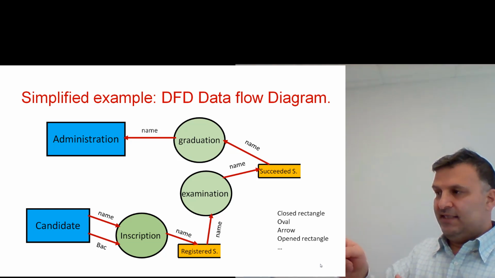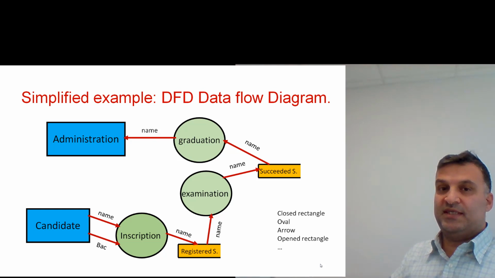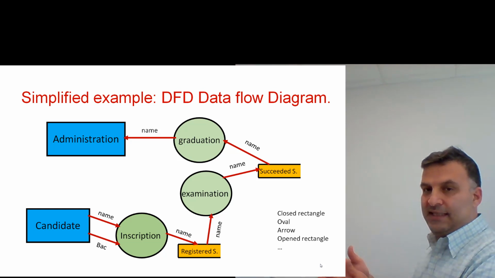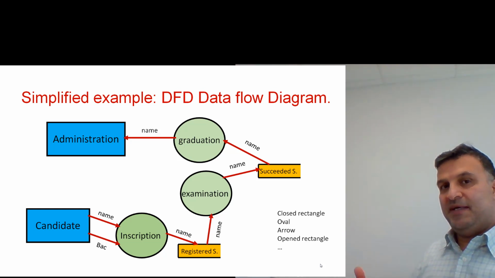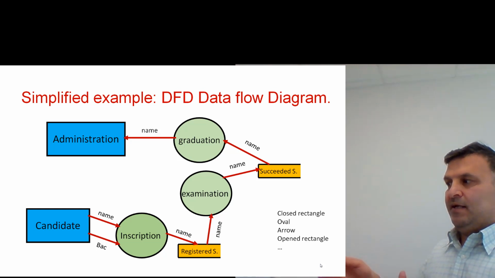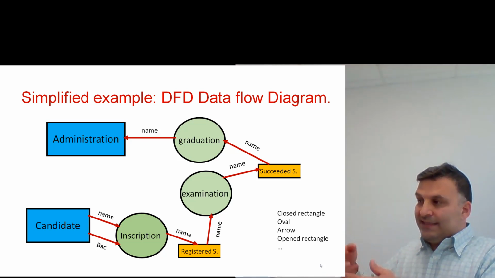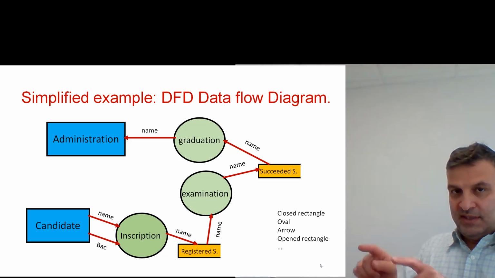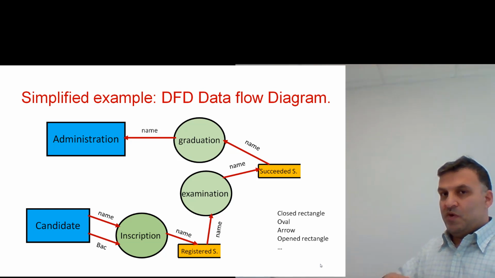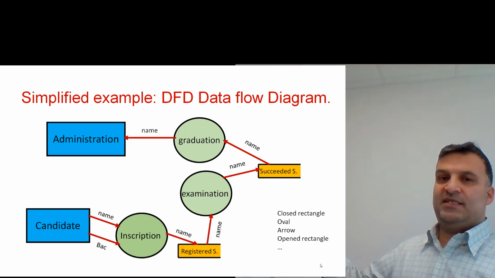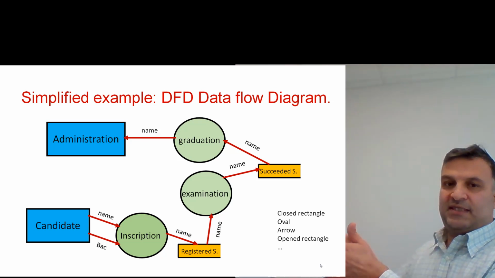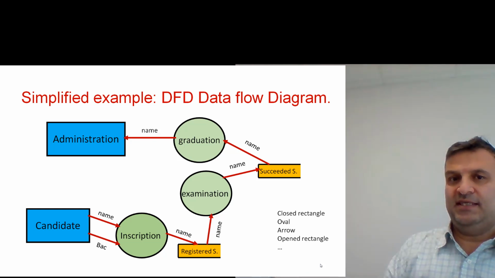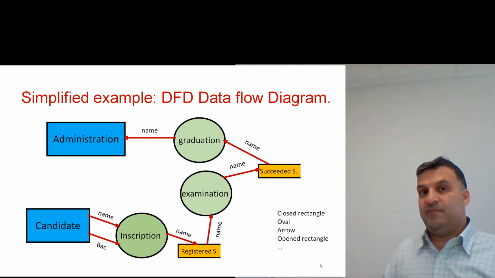The candidate gives data. It is his name and his diploma when he finished the secondary school. And the inscription may take this information to register it in a database, the registered student database. We can take the names from the registered student database to make an examination. Examination is an operation. If the result is good, we send this information to another database, the succeeded student database.